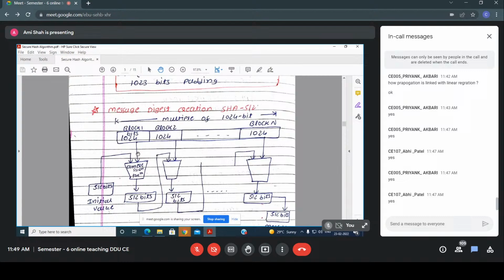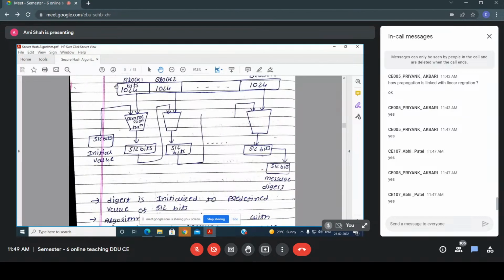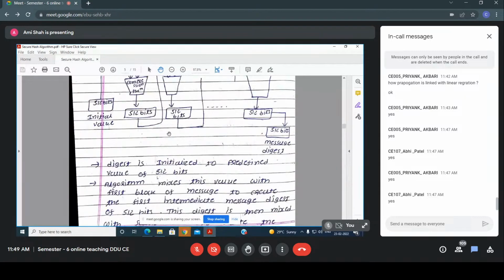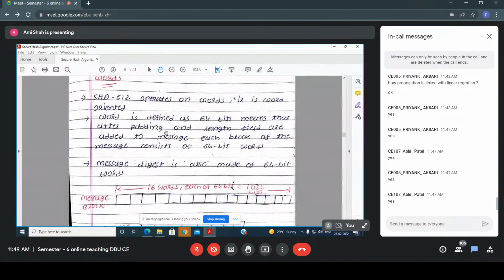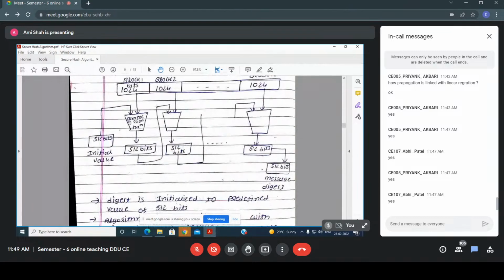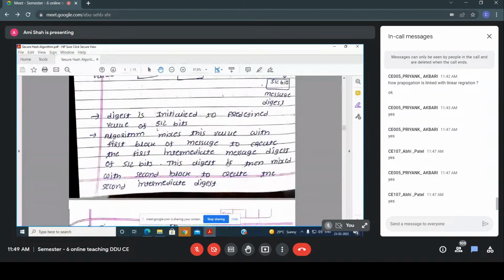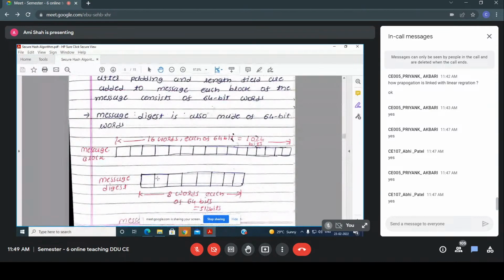Now, some of the students have asked what this block is, what the compression function is, and how we are achieving this 512 bits. First of all, I will explain what this block is. SHA 512 operates on words, so it is word oriented. Block one is 1024 bits: each block has 16 words, and each word is 64 bits, and that's why it is 1024 bits.